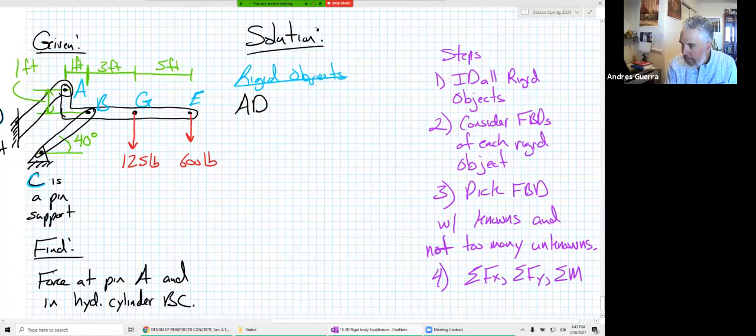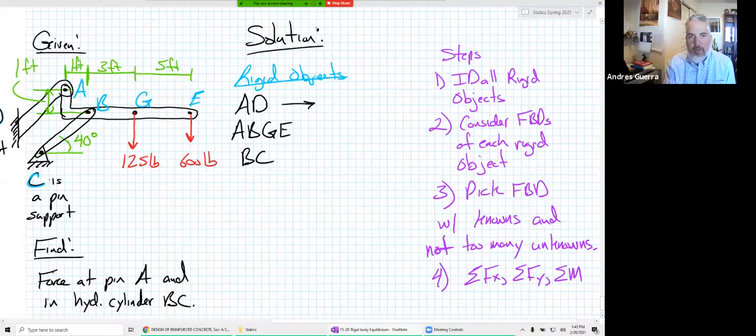And then I see ABGE. Yep, that's another rigid object. It just means that they're all one solid piece. That's the only thing identifying a rigid object means, that it's all one solid piece of steel or wood or whatever the material is. And then there's one more, BC. Okay, so we identified all the rigid objects, but now let's list their type.